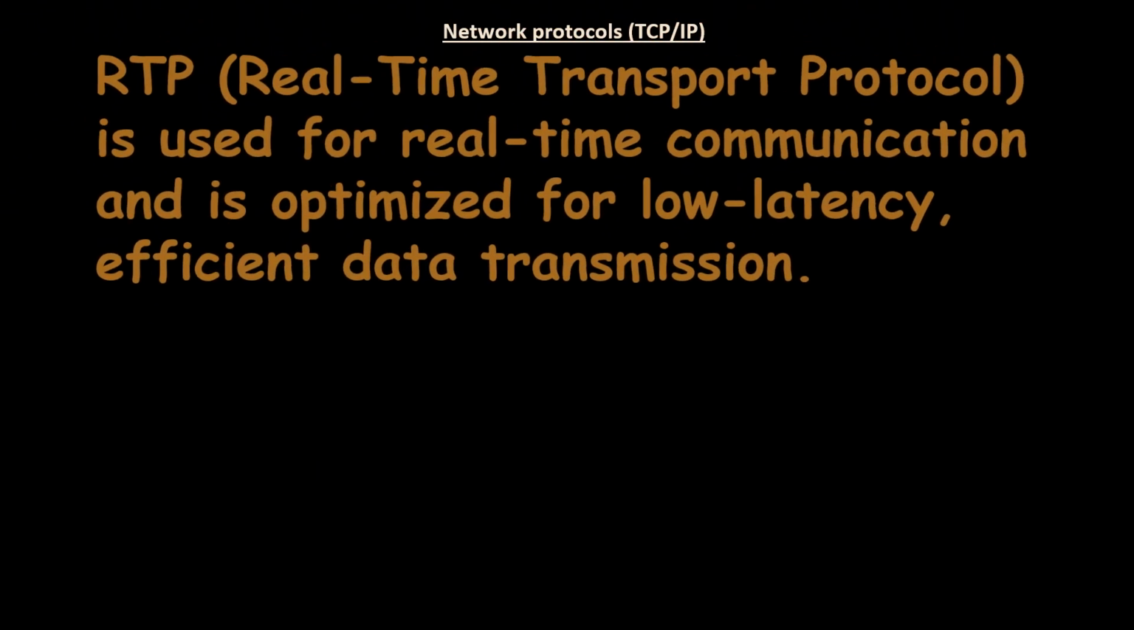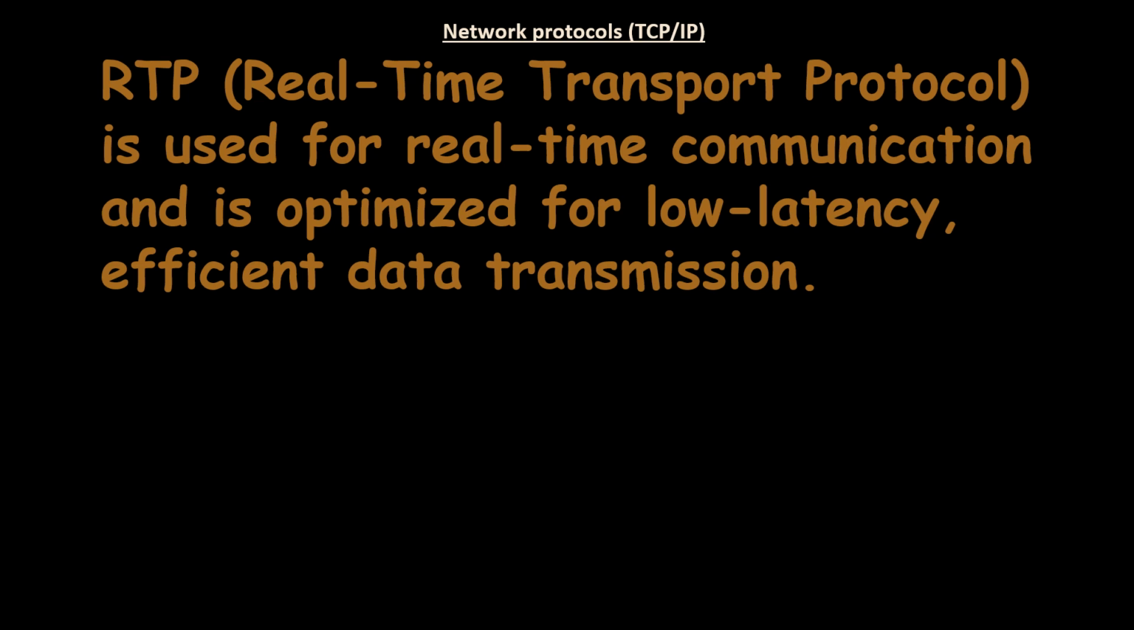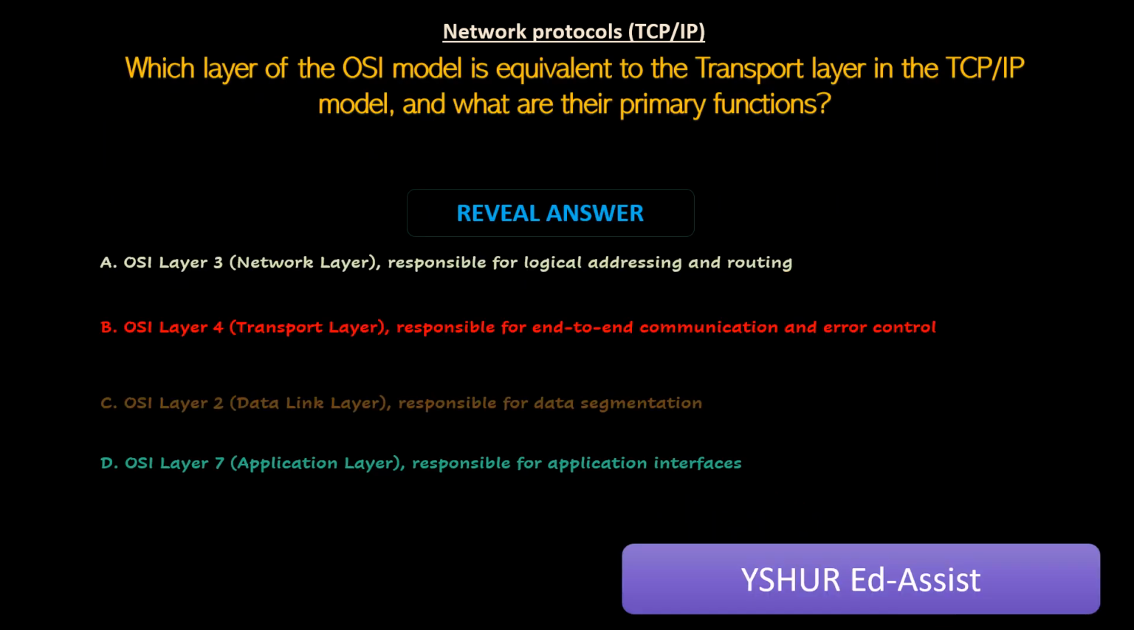RTP, Real-Time Transport Protocol, is used for real-time communication and is optimized for low latency, efficient data transmission. Which layer of the OSI model is equivalent to the transport layer in the TCP/IP model? And what are their primary functions?